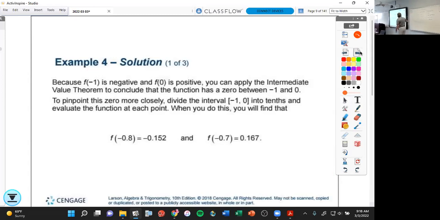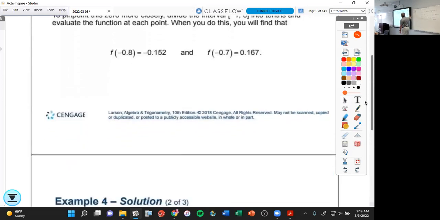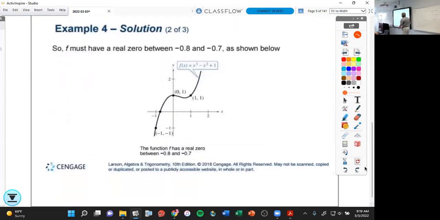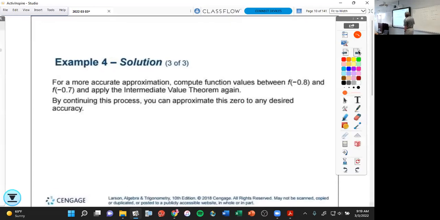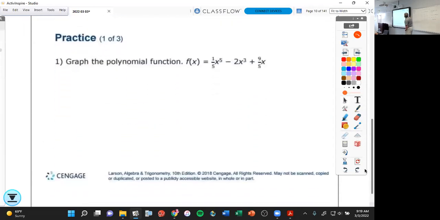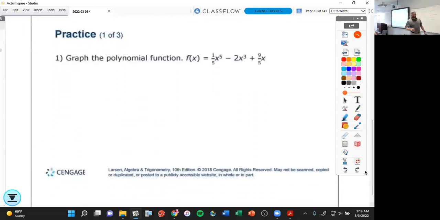So that's the whole concept of the intermediate value theorem. If you put it into the calculator and look at it, you would see that, yes, it is over there between -0.8 and -0.7. And you could actually use your calculator and find out what it is, couldn't you? Calculate the 0 with your calculator. For a more accurate approximation, we could even plug in more numbers and keep going to get as close as we wanted to. All right, I'm going to stop it right there and we'll jump into 3.3.